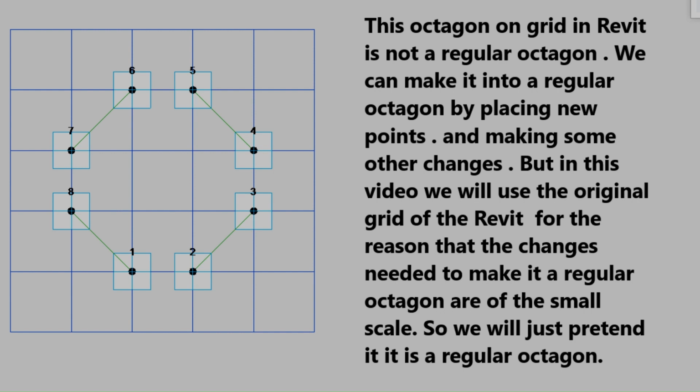This octagon on grid in Revit is not a regular octagon. We can make it a regular octagon by placing new points and by making some other changes. But in this video we will use the original grid for the reason that the changes needed to make it into a regular octagon are of a small scale, so we will just pretend it's a regular octagon.